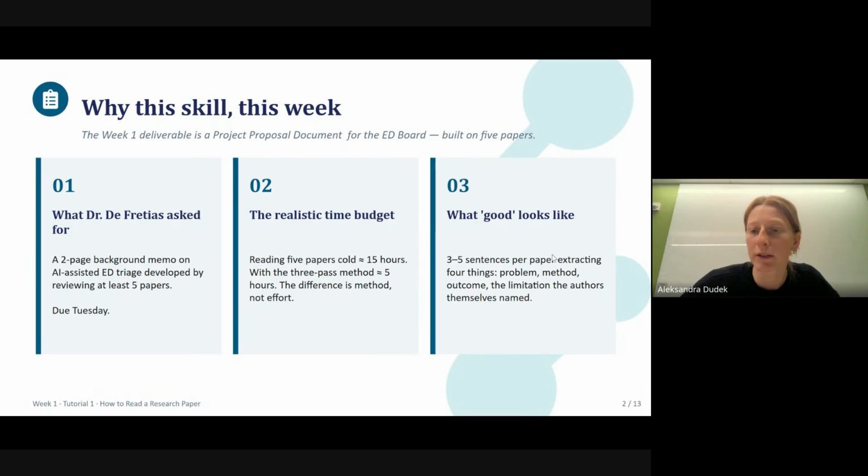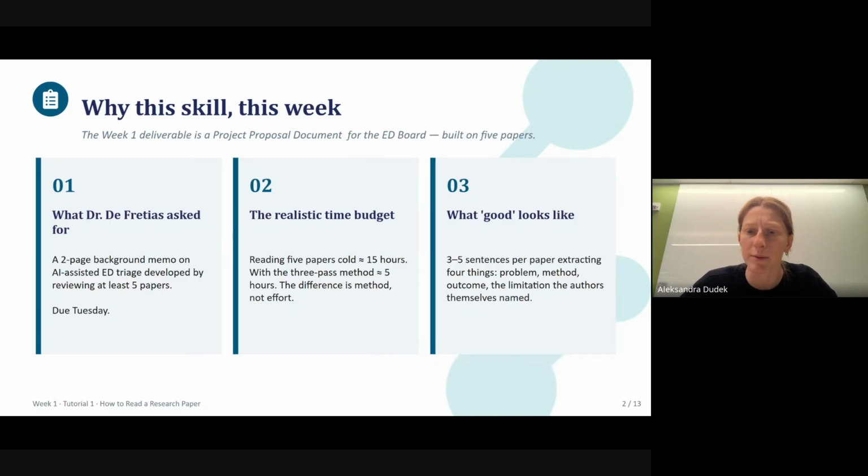And in terms of what good looks like in your deliverable, we want 3 to 5 sentences per paper where you're extracting 4 things. And we'll go through these 4 things in a little bit more detail as we continue through the presentation today. But just to prime you for them, they're the problem, the method, the outcome, and the limitations that the authors themselves named.